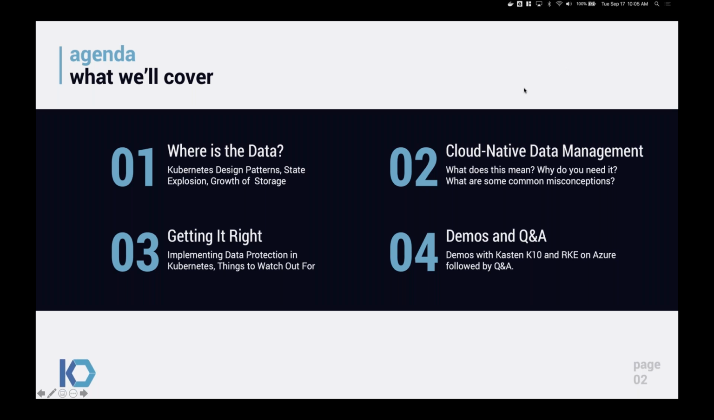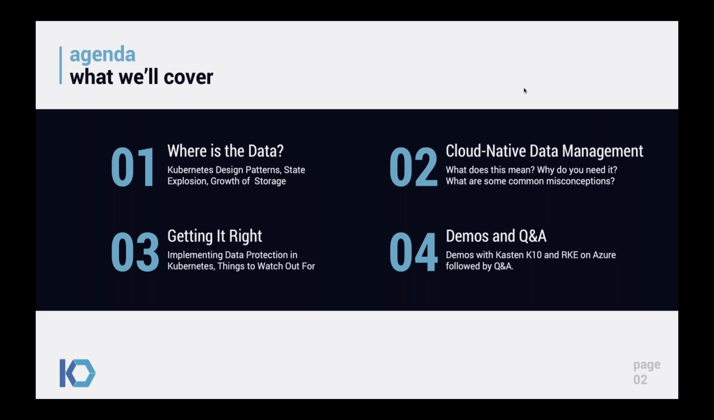So we're focusing on what's changed from a traditional VM-centric world? What are some of the common misconceptions here? What do you need to track? And then finally, how you get it right. Again, things to watch out for, what it means in the Kubernetes context, things of that nature. And the goal will be to get through some of these things quickly, but feel free to ask questions. We will definitely get to most of them, if not all of them. And then we'll have a bunch of live demos using both RKE as well as Kasten's K10 data management platform. We're going to be doing this on Azure today.